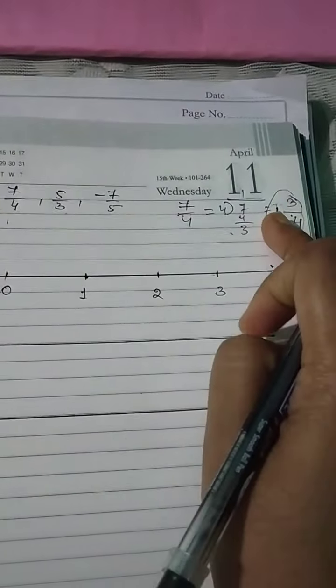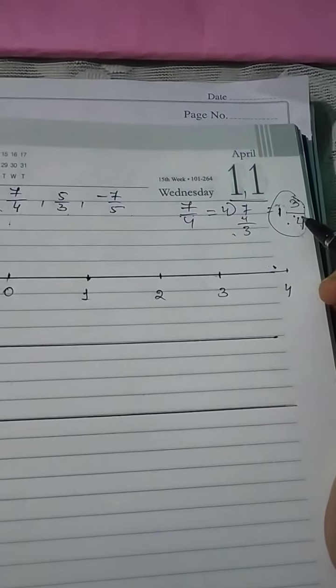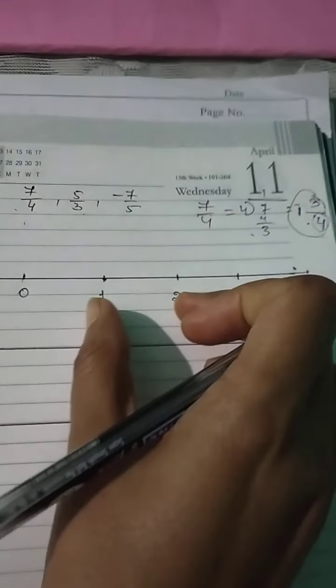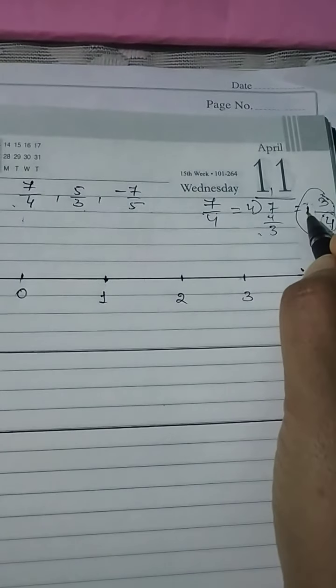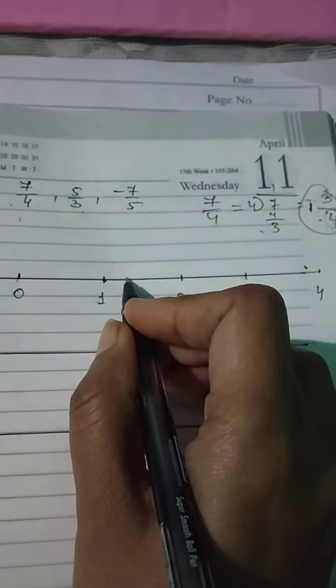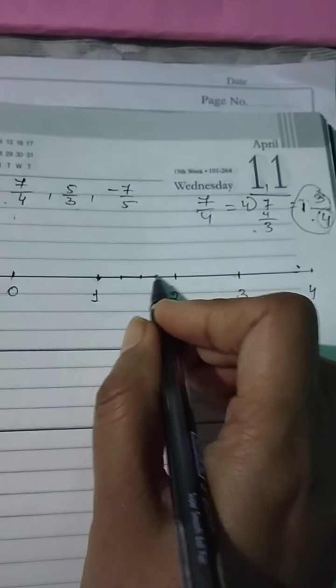So 3 by 4, after 1, because it is 1 whole 3 by 4. So after 1 we are going to plot this first. 3 by 4 means the denominator is 4. So we will divide this segment into 4 equal parts after 1, because this is whole number 4. After this only it is written. Okay. So 4 equal parts. 1, 2, 3, 4. 1 part, 2 part, 3 part, 4 part.